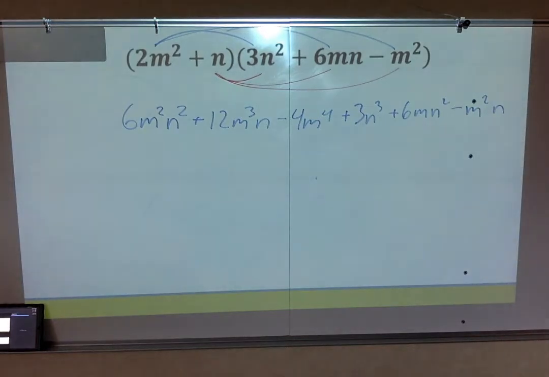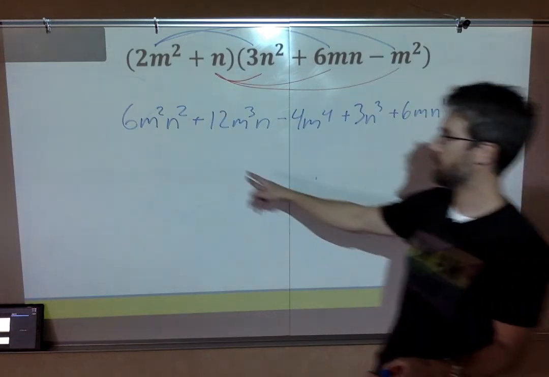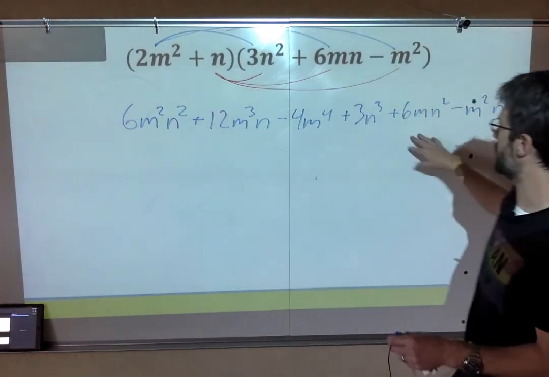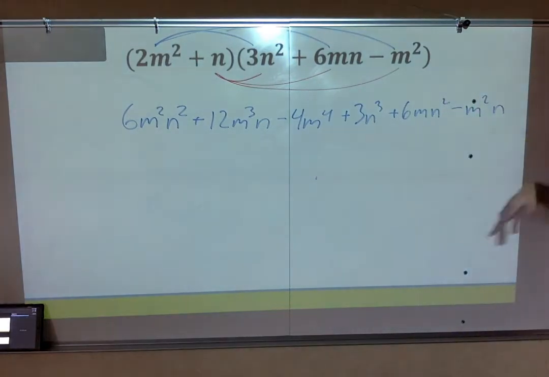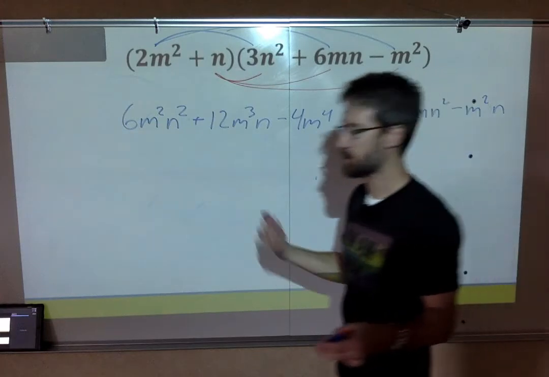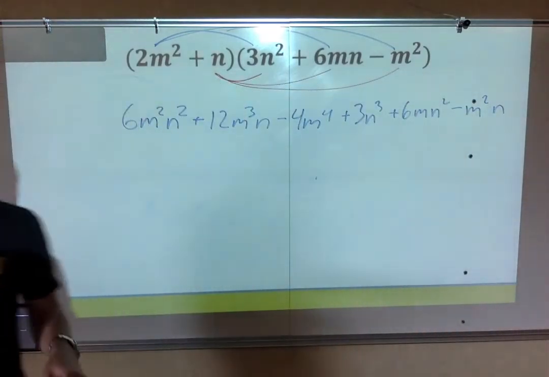Now looking at this one, there are no like terms. If there were like terms, both the letters and the exponents have to match. So there's no other m squared n squareds in here. There's no other m cubed n's in here. And that's the same for all the rest of them. So no recombining on this one.